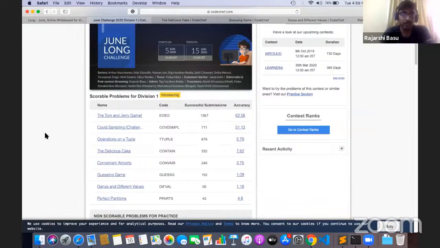So today we will be discussing the problems contain, guessing game, DIFVAL and perfect partitions, and hopefully at the end some strategies for the challenge problem as well.